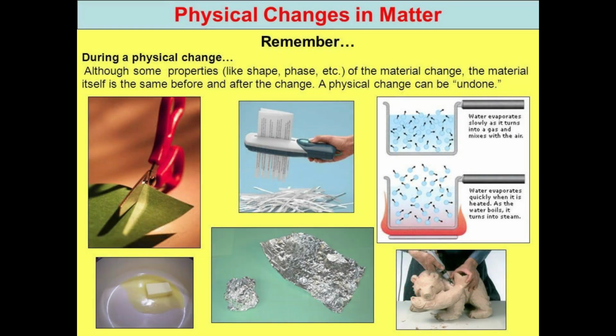Now let's take a look at some common physical changes. It says at the top of this poster, remember, during a physical change, although some properties like shape, phase, etc. of the material change, the material itself is the same as before and after the change. A physical change can be undone. That means it can be reversed. So here we see a piece of paper being cut. Even though it's been cut, it's still paper. Sure, we can't really get it back to the whole shape that it was before, but the material itself has not changed.